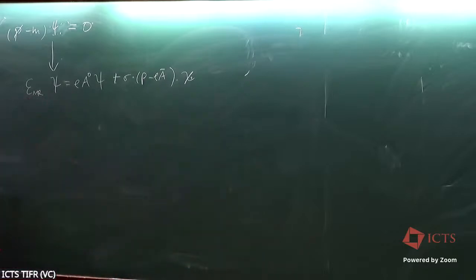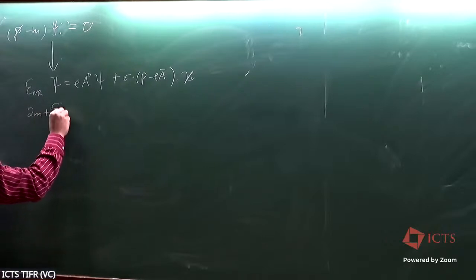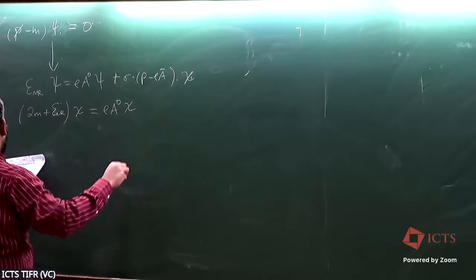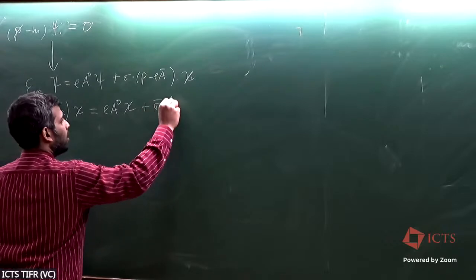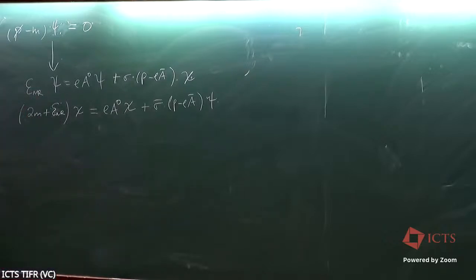Yeah, this is one equation that you will get. And the other equation that you get is (2m + ε_NR) χ = (Eℵ_0 χ + σ·(P − EA) ψ). Okay. So I started with my positive energy solution equation for the Dirac spinor, and I ended up getting these two equations. This factor of 2m, as you will see in heavy quark EFT, has very crucial importance, because that is what we will try to integrate out when we try to do the matching in the heavy quark EFT.